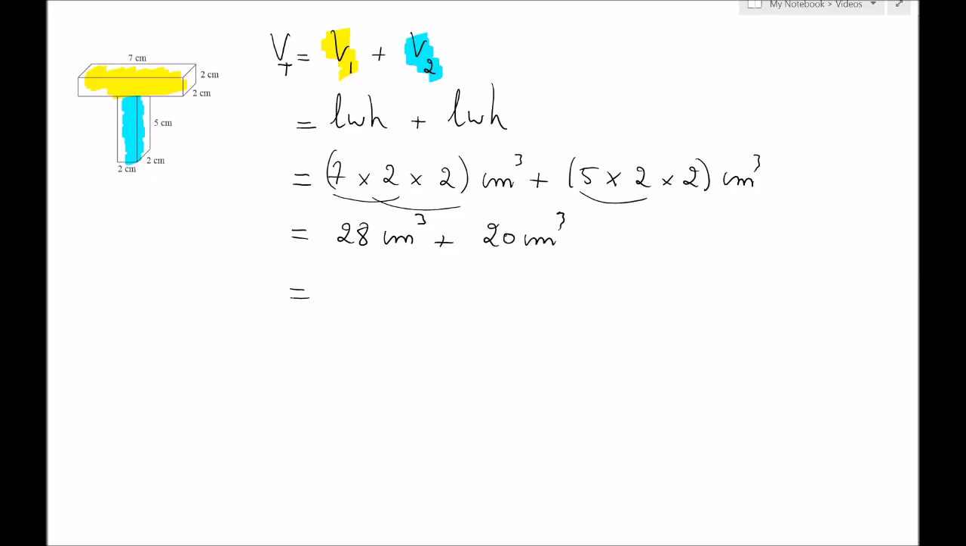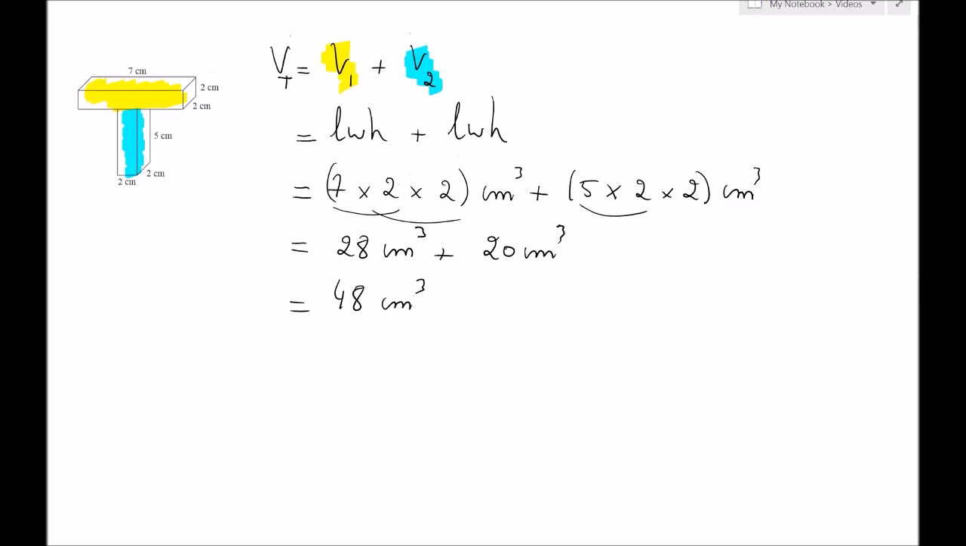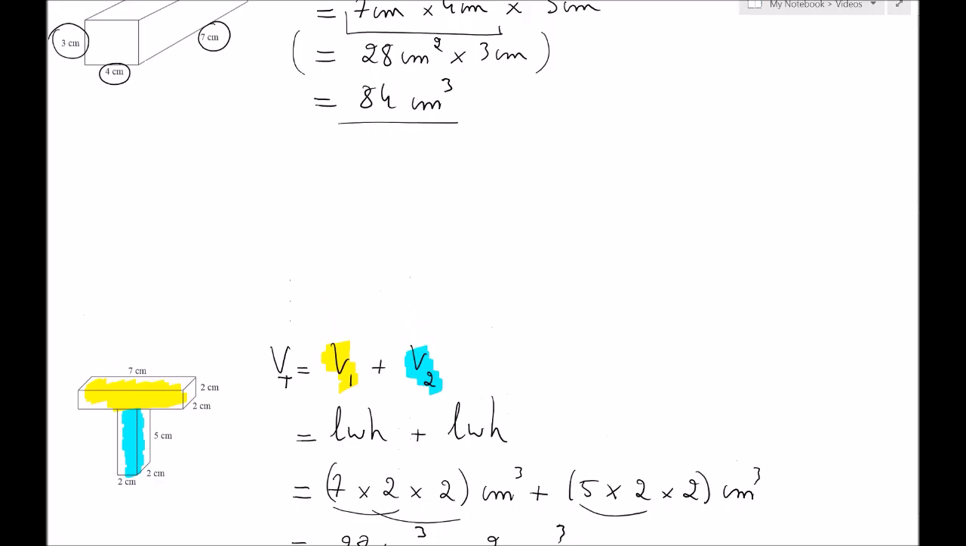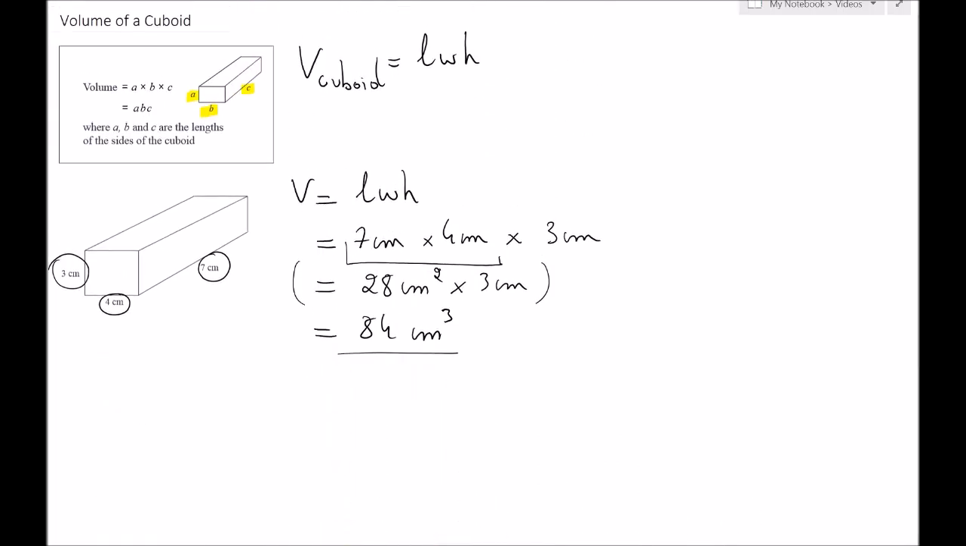In total, what will the volume be? 28 plus 20, which is going to make 48 centimeters cubed. And that's how you calculate the volume of compound shapes. So one thing to remember from this video, guys, just remember the formula for volume of a cuboid. So length times width times height. Good luck.